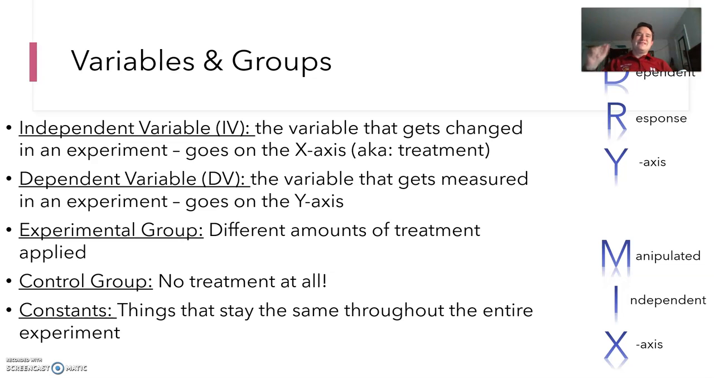When I say measured, typically this will be in some sort of metric unit. Grams, meters, centimeters, nanometers, all of those things. It can also be in inches, which is an imperial measurement. Either way works. Experimental group: different amounts of treatment applied. Our control group means that they receive no treatment at all. Typically, they'll receive a placebo, which we'll go over later. And then we have constants, which are things that stay the same throughout the entire experiment. These are things that remain unchanged because when we do an experiment, we change just one variable.